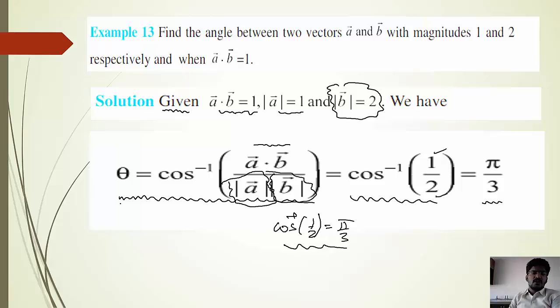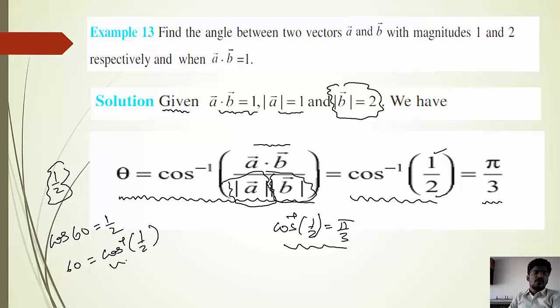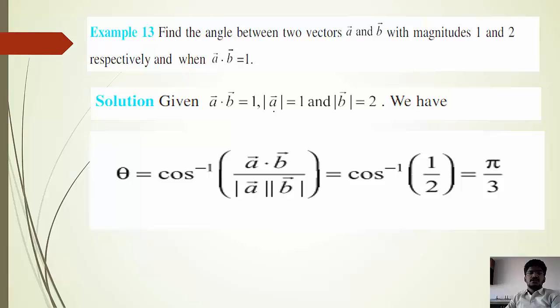Clear? Because we all know that cos 60 degree is 1 by 2. If you don't understand, see this. Cos 60 is equal to what? 1 by 2. So 60 will be equal to cos inverse of 1 by 2. Therefore, cos inverse of 1 by 2 is 60 degree, that is nothing but pi by 3. Clear? So from this we understand that this thing is the given term.